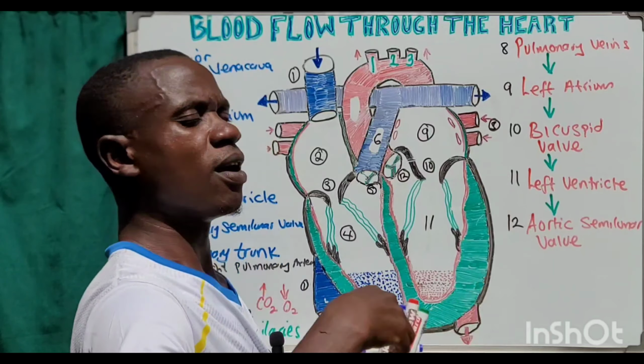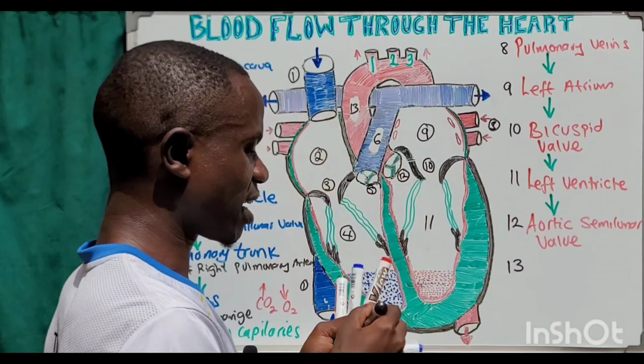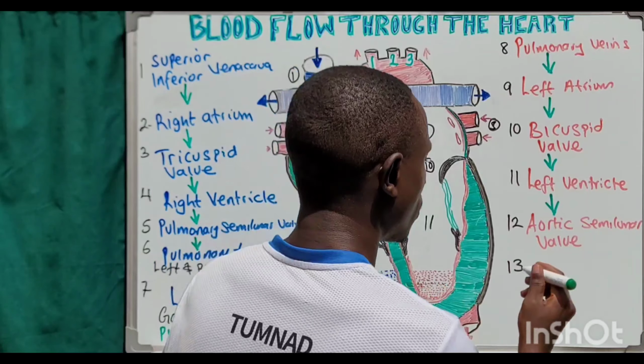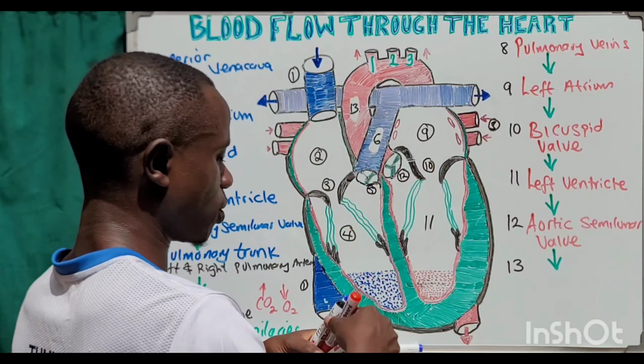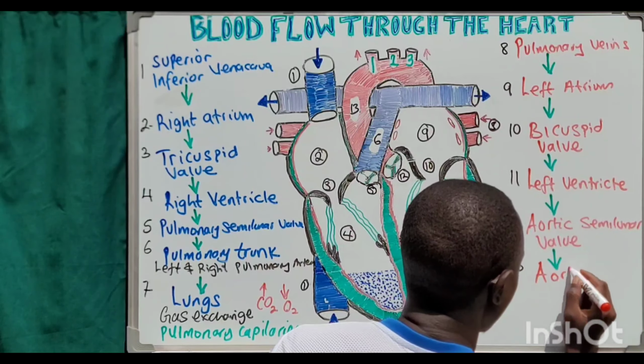Once this aortic semilunar valve opens, it will now allow the blood to move to one of the biggest arteries in the whole human body. You know how this artery is called? This is now our step number 13. Step number 13 is the biggest artery in the human body, and this one here is what we call the aorta.